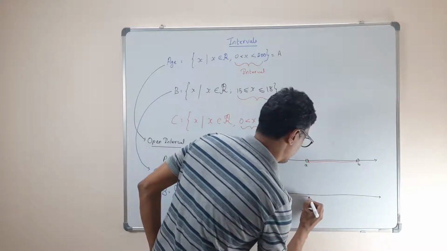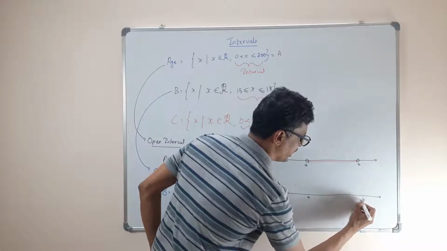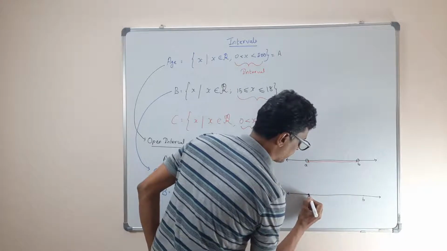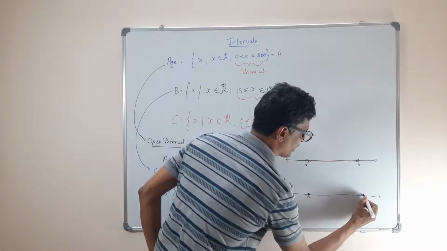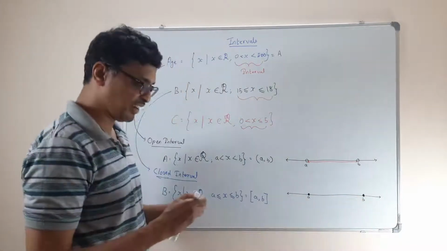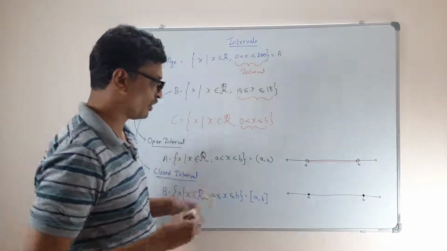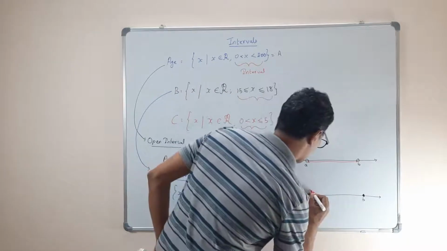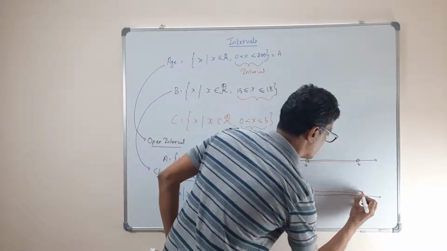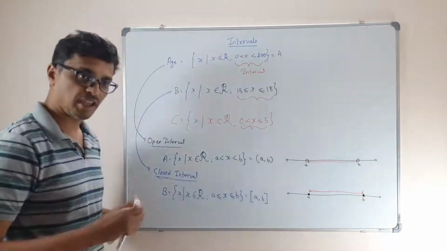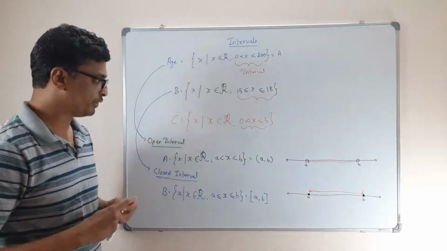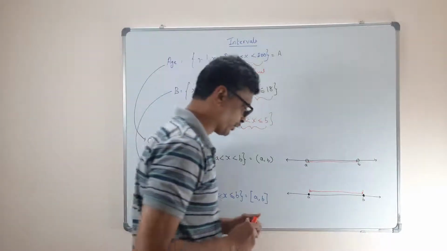So here it is A and this is B. In the number line, you make it as a solid dot. When it is a solid dot, then you call this your closed interval. So this is what we call an open interval and a closed interval.